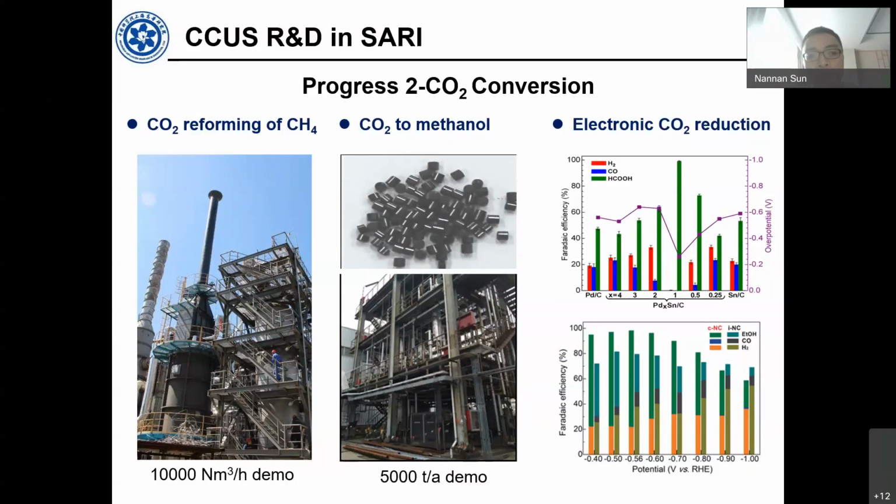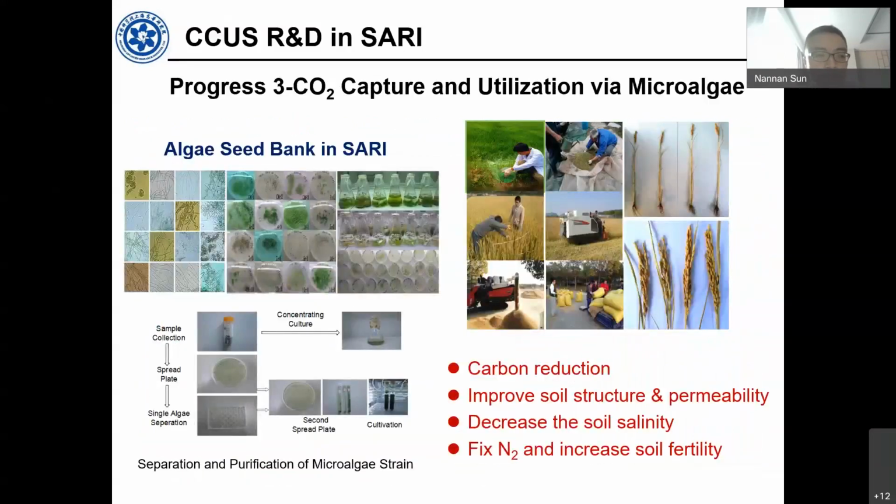Recently we are also working on electrochemical CO2 reduction, because this kind of technology can be directly coupled with renewables. We can use some low-grade renewable electricity for the conversion of CO2, and we can achieve this process at room temperature and low pressure. That means the conditions are very mild, so the energy efficiency should be very high, higher than the thermal conversion process. We're also working on biological utilization of CO2, mainly through macroalgae.